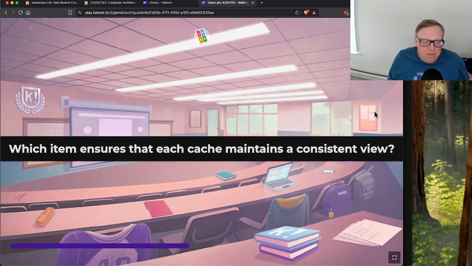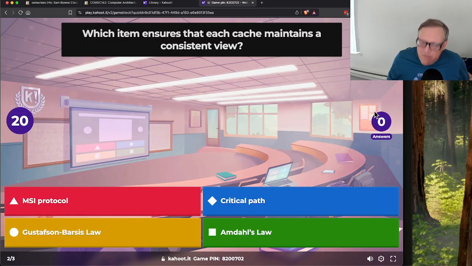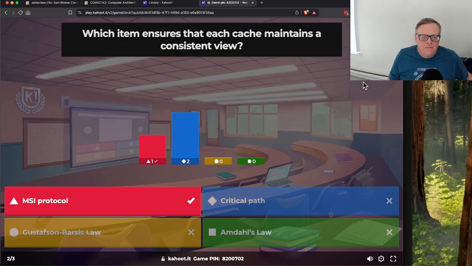All right, so which item makes sure that each cache maintains a consistent view? That is the MSI protocol. That's the protocol that marks areas shared, invalid, or modified, something like that. And so you can tell which ones have been modified and refresh them from main memory. This is what prevents you from getting inaccurate data in the caches and trusting it.